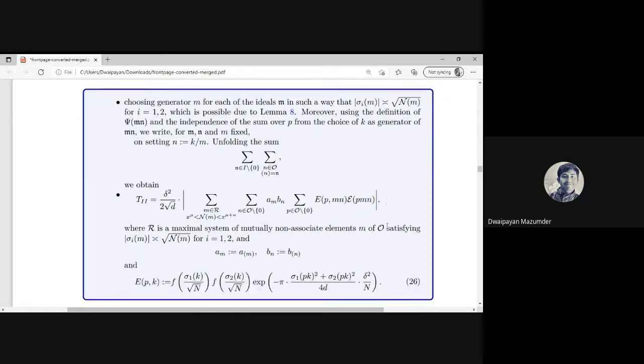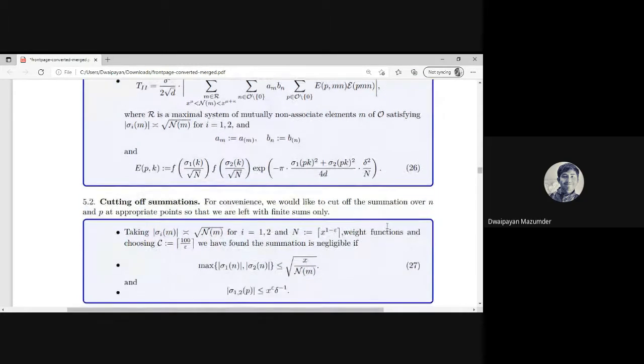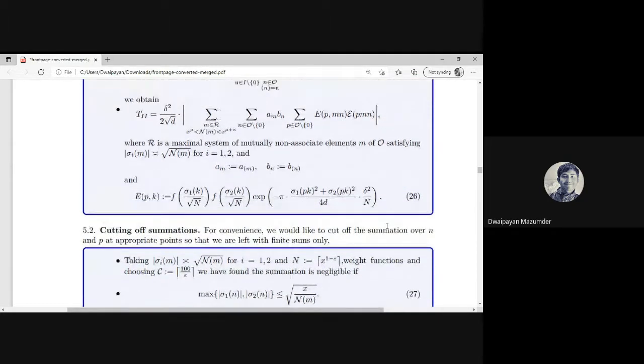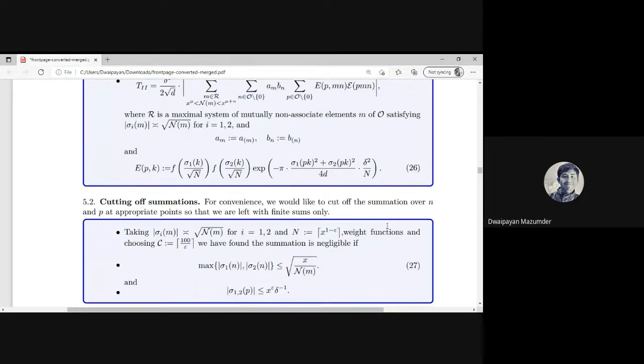Okay, and ultimately, as we have said before, we have also depicted this. We have taken this f part inside, and we rename it by e_p,k, and that is that. Now, as I have said also, the general technique is to cut off. So here we are cutting off this summation.